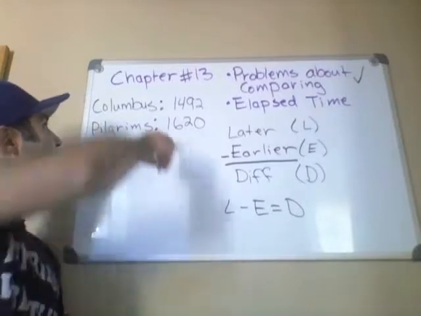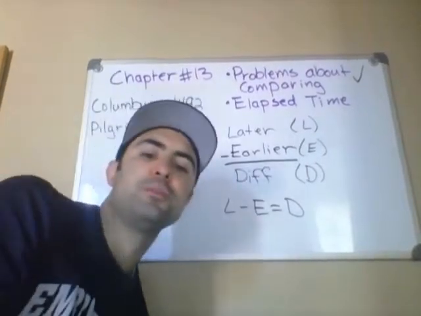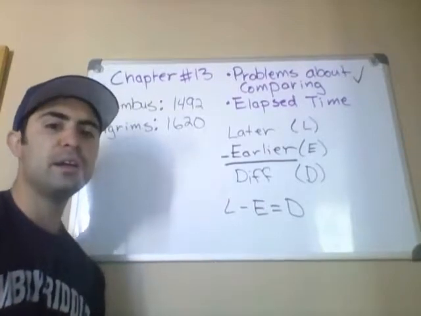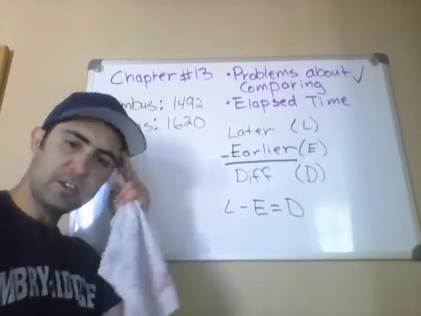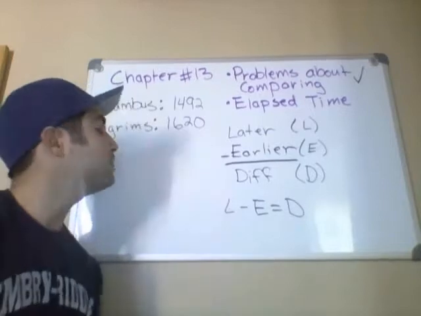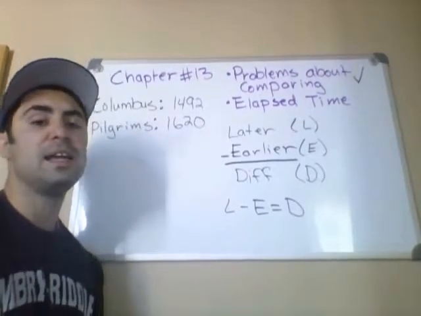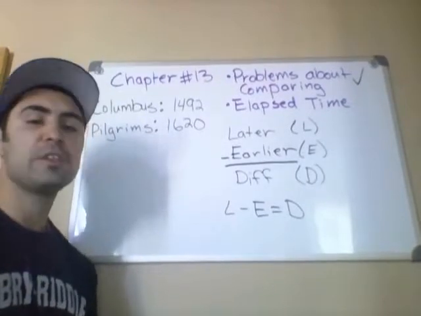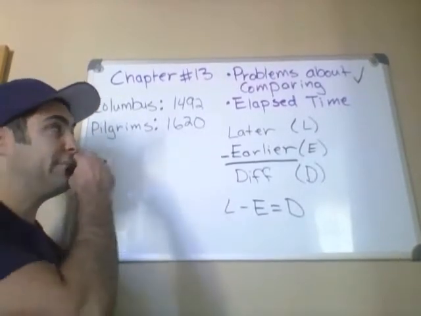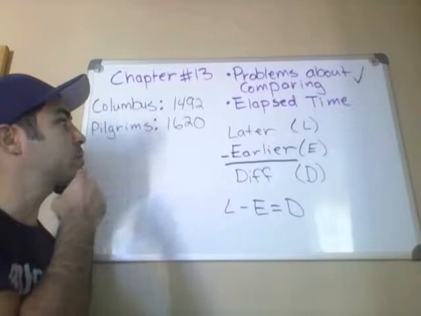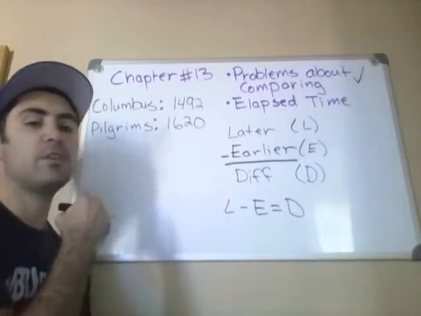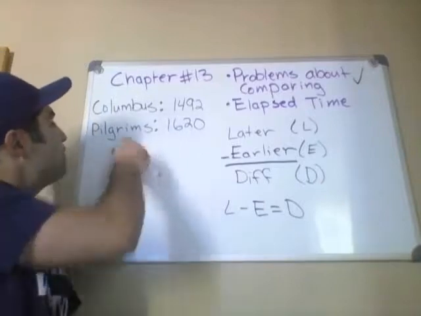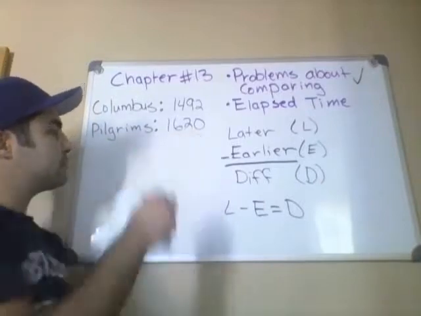Anyway, so we have two dates. Columbus sailed the ocean blue in 1492. That's when he discovered America for the Spaniards. The Spanish, before that, thought the world was flat, and there's a whole history lesson on that. But anyway, 1492, he sailed across the ocean and discovered the Americas for the Spaniards. The Pilgrims didn't come until 1620.